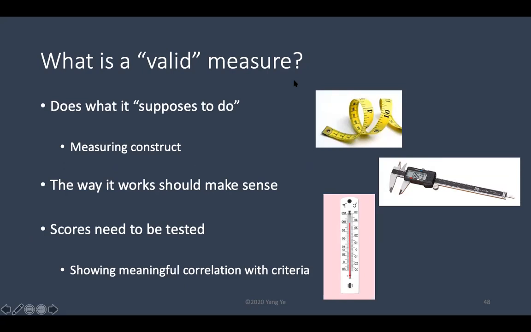In order to establish the validity of a measure, you need to show some kind of meaningful correlation of the scores from this measure to some external criteria that can also be observed. So if you say a thermometer is valid, it means that the reading on the thermometer correlates with some kind of real life phenomenon or our own physical subjective experience, such as how hot or cold it is, right? You can correlate the temperature reading with the status of the water. You can have 0 degrees as the freezing point and 100 degrees as the boiling point.